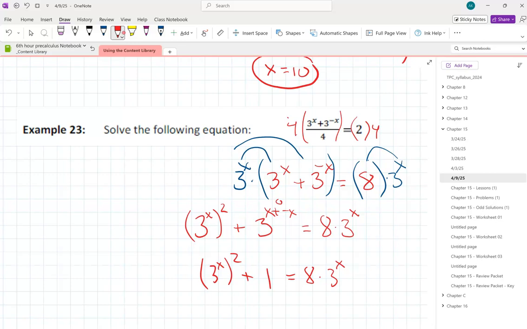Does everybody see why 3 to the x was the one that we needed there? Now that you've seen that trick, it's easy to apply. I just use the positive version, whatever it is, and it knocks it out for me.